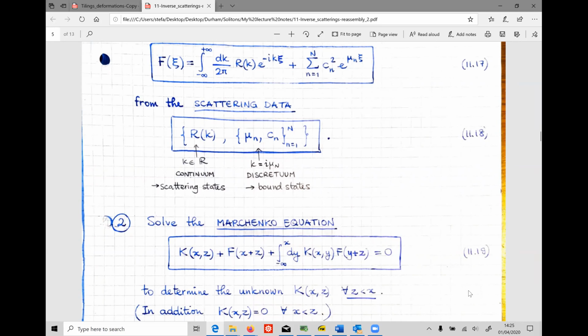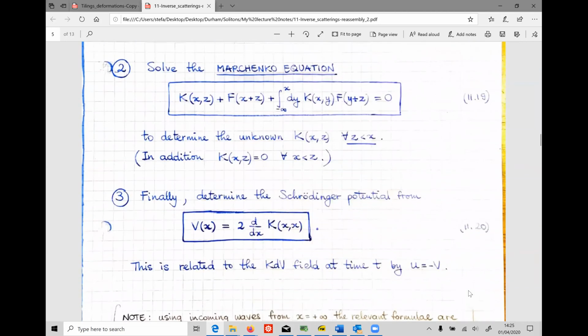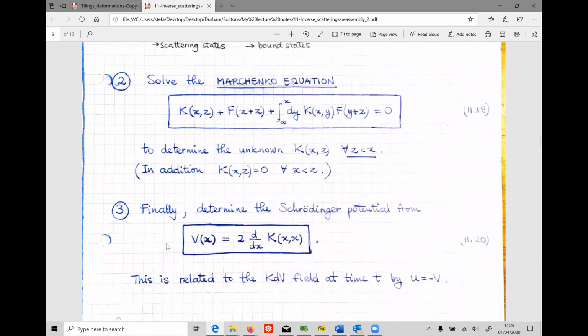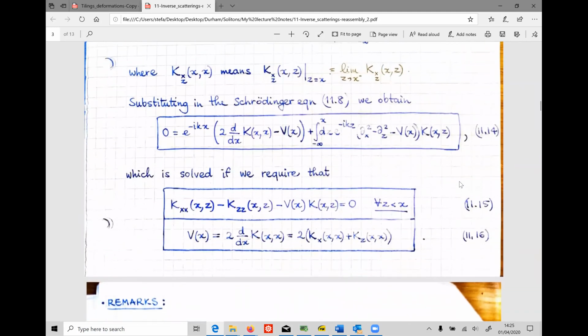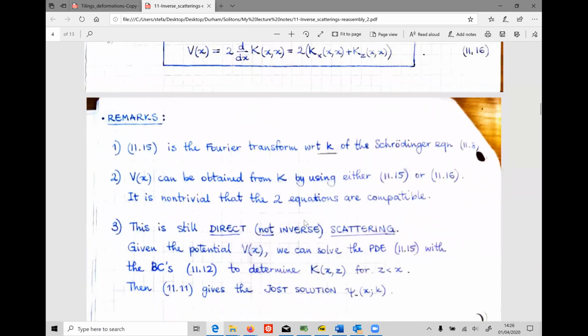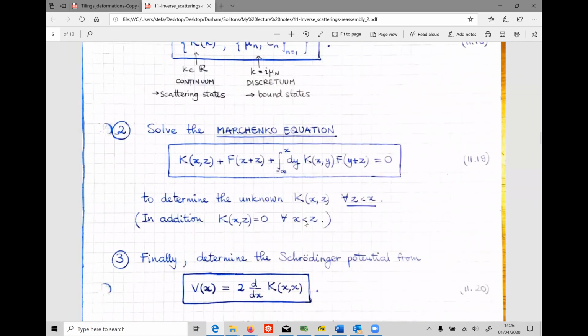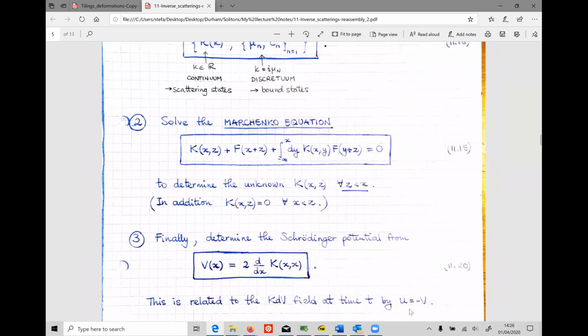And finally, once you have the integral kernel of the Marchenko equation K of x and z, we can determine the Schrödinger potential using one of the equations that we wrote earlier, by setting z equal to x and computing its x derivative. That's the same as equation 11.16 that we obtained earlier. And if we're interested in the KdV equation, then the KdV field is minus the Schrödinger potential as usual.